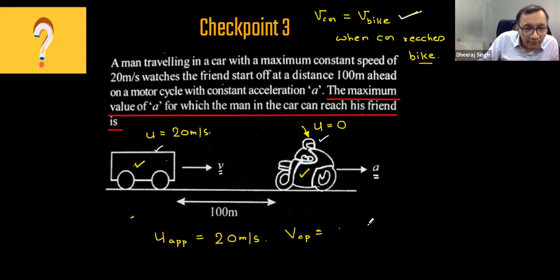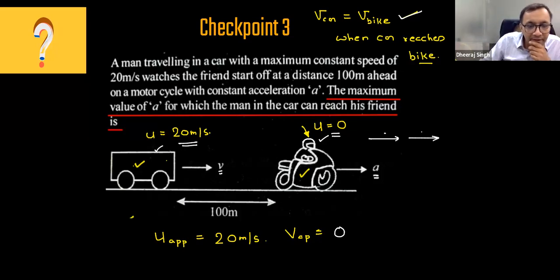I don't care what is the velocity of the bike, right? When the car reaches here, car velocity is constant 20, so bike's velocity should also reach 20 only. It should not be more than that. Otherwise, bike will just run away. So 20 this side, 20 same side. This is bike, this is car. So approach is zero. All of you clear? Those who are telling something else, is it clear or not?